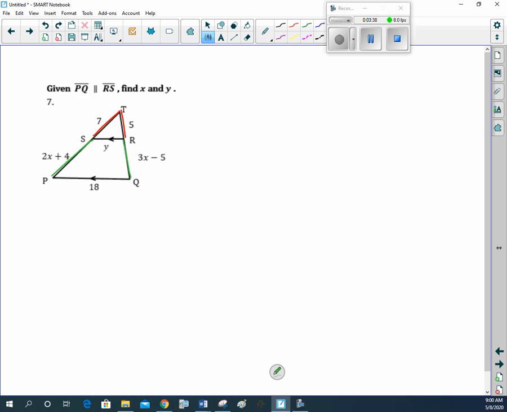Okay, so remember, whatever I do, I have to keep a pattern. So I could start here and I could go 7 to 2x plus 4. So keeping the pattern, I started with the red and then I went to the green, so I've got to go 5 to 3x minus 5. That would be one pattern. So what do we say? We could say 7 over 2x plus 4 equals 5 over 3x minus 5.